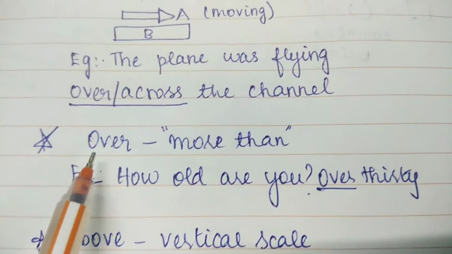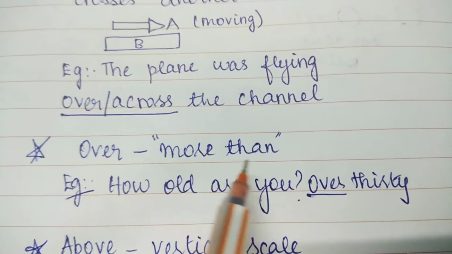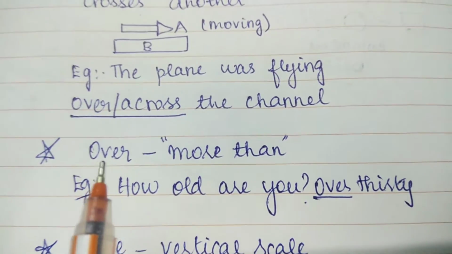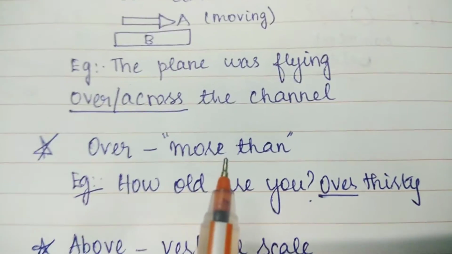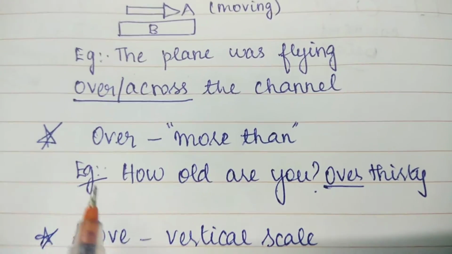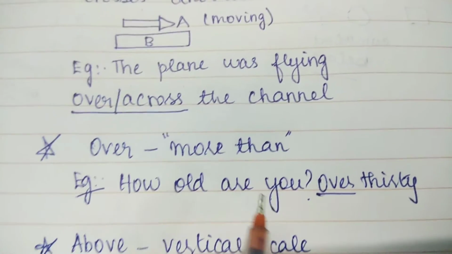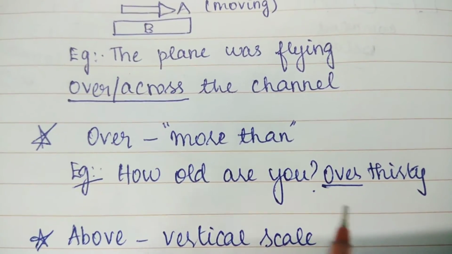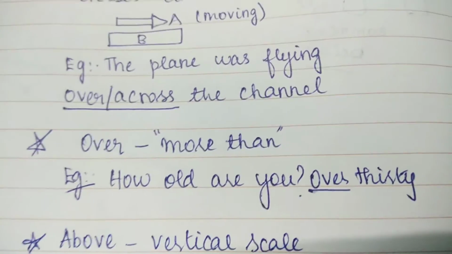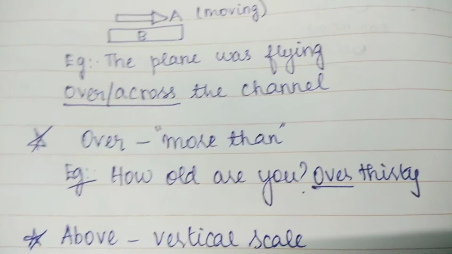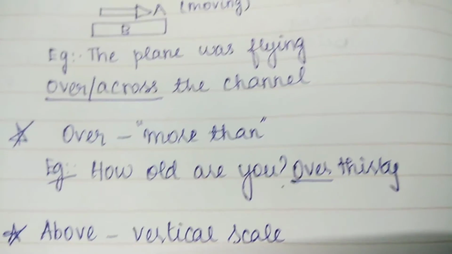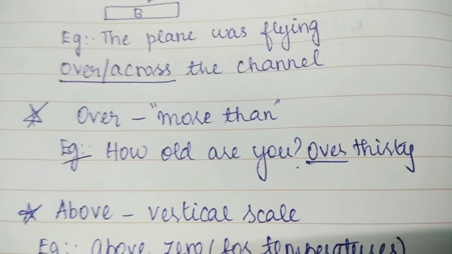Next key point is, over also means more than. So in the first point we have seen that over means higher than. It also means more than. So both are more or less similar. Let's see an example. How old are you? Over 30. When you're asking anyone their age, you can mean it like this also. How old are you? Over 30. So are you more than 30? You mean whether the person, he or she, is more than 30.